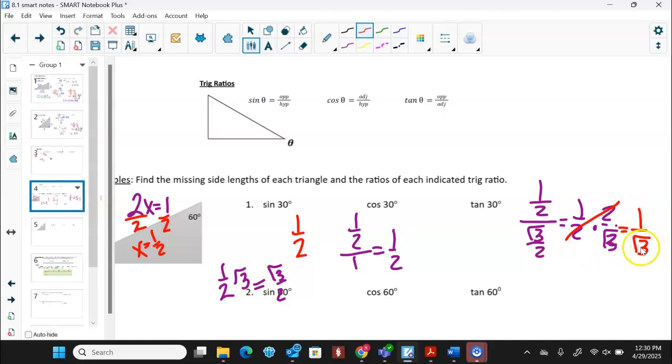And remember, to get rid of the radical on the bottom, you're going to multiply it by root 3. So this root 3 times root 3 is just going to be a 3. It cancels out the radical. And on the top, you're going to have 1 times root 3, which is root 3. So your final answer is root 3 over 3.